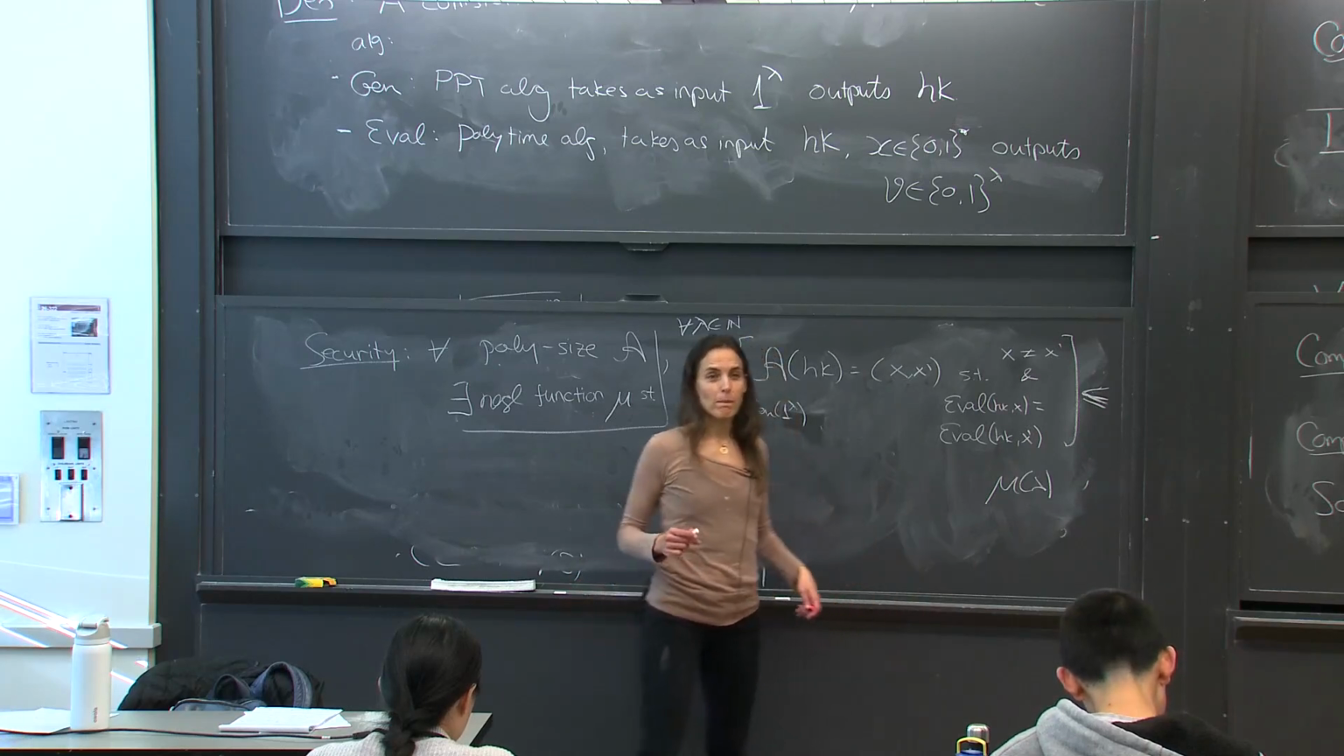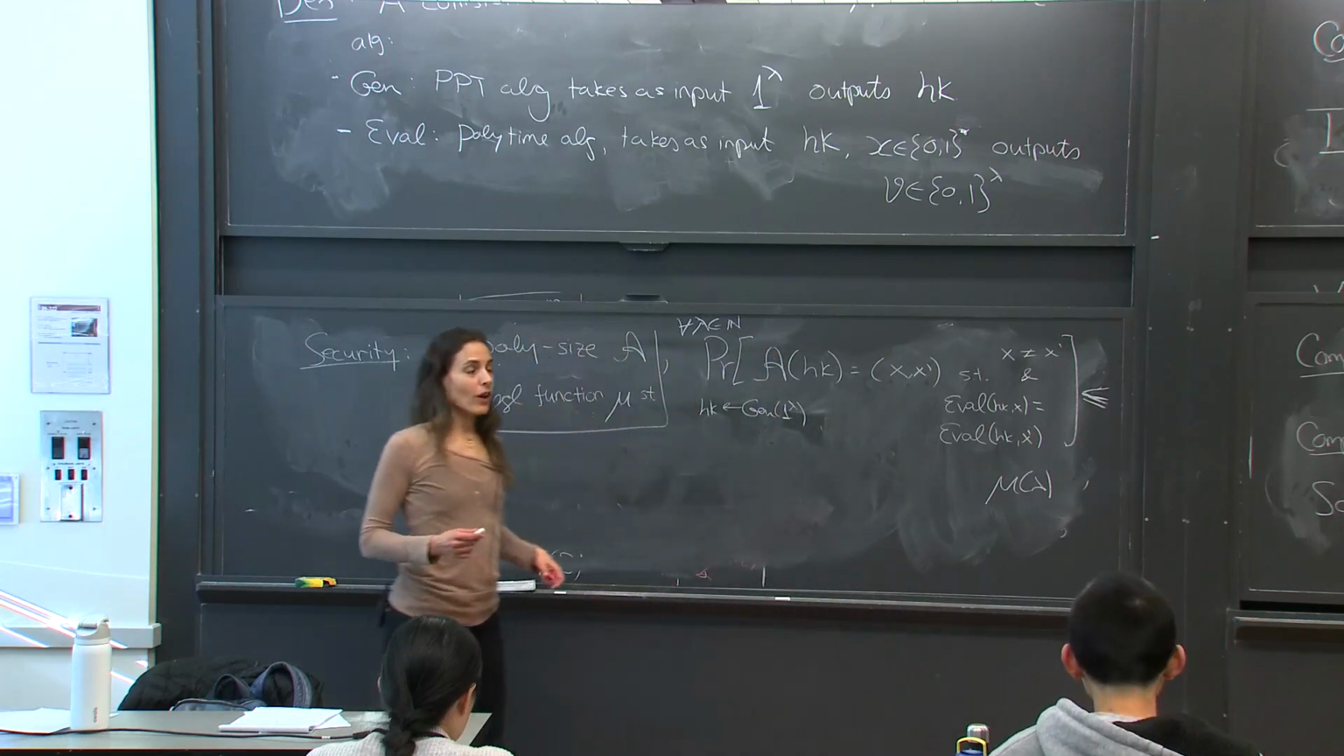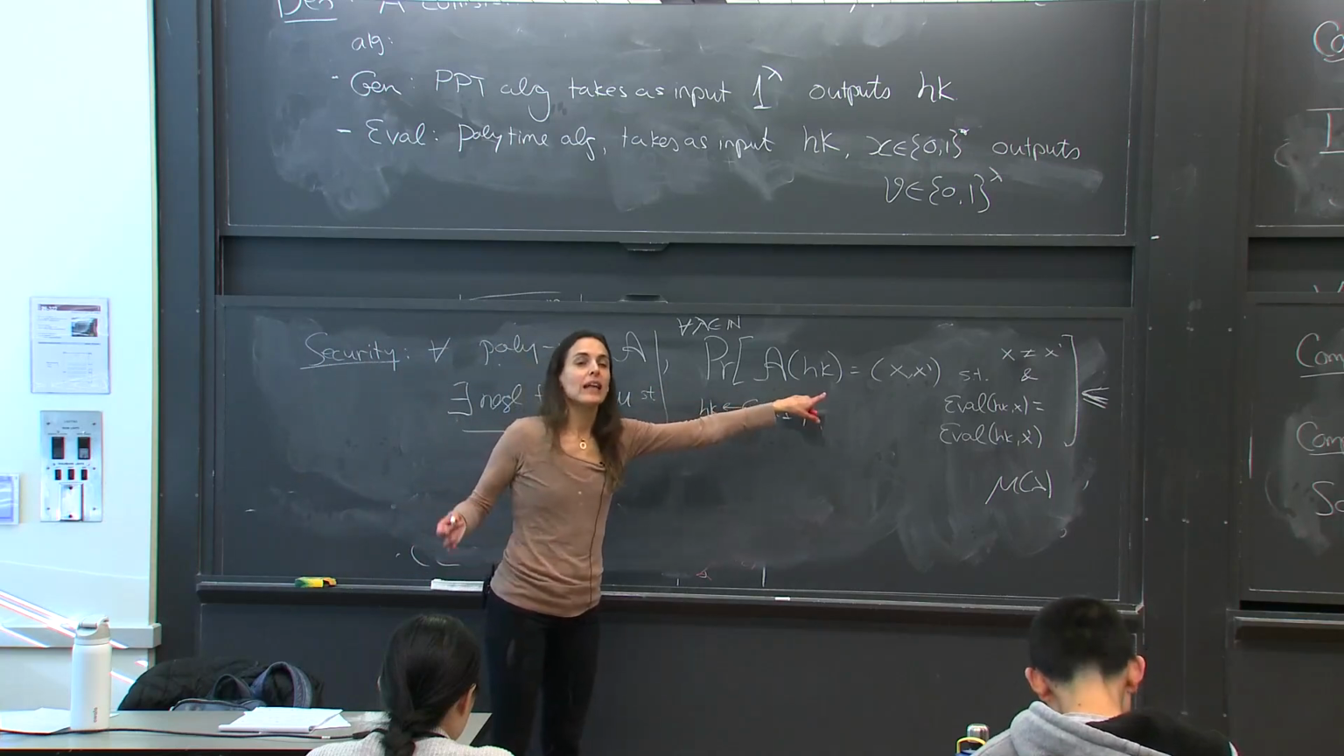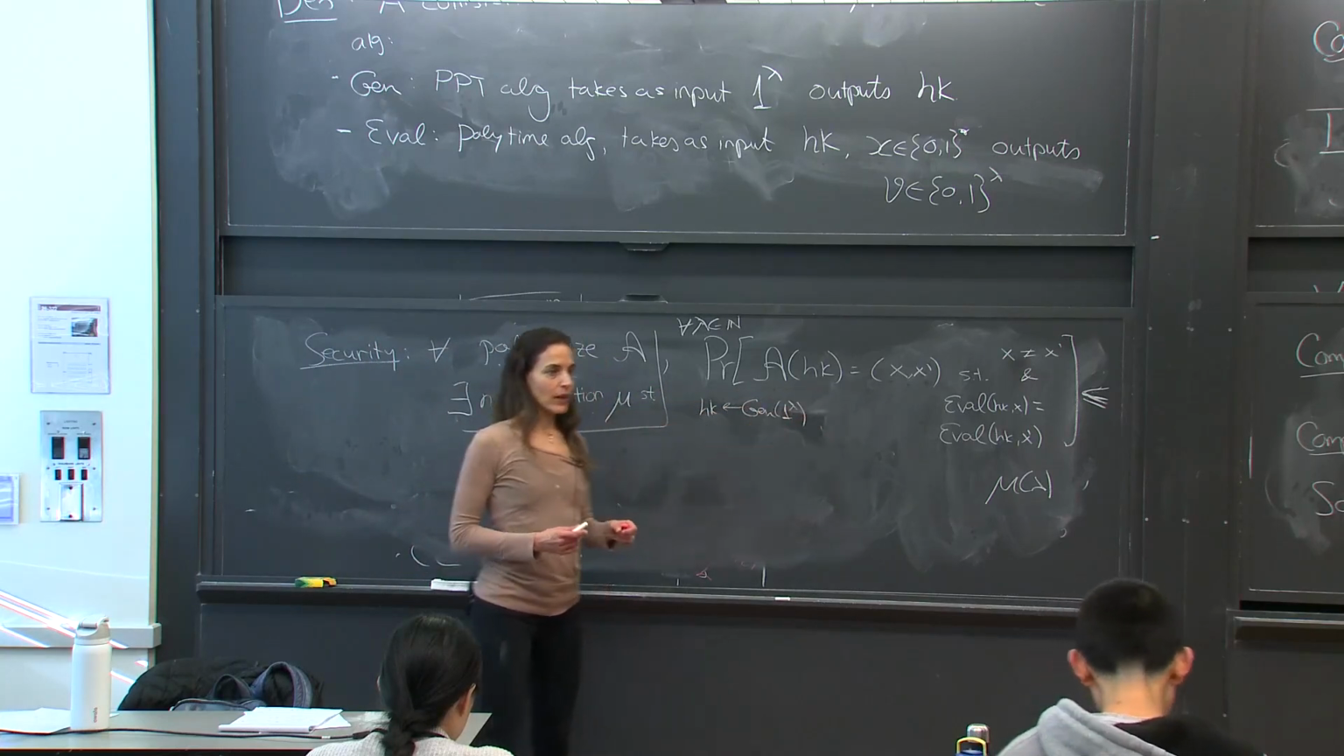Yeah? Is A's size meant to be polynomial in the hash key? Good, yes, exactly. When I say poly size, I mean poly in the input. Okay. So poly lambda. Okay.